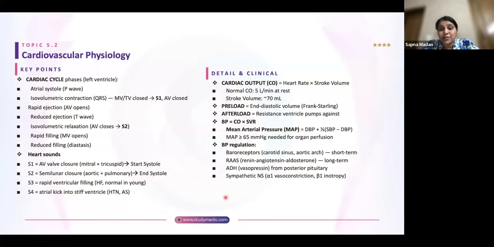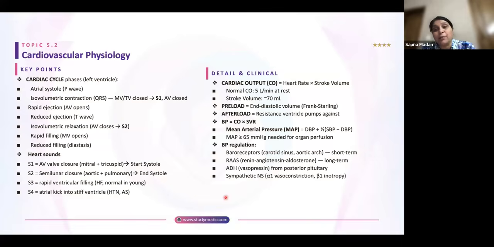So how do the baroreceptors act? They are short-term. They are in the carotid sinus and the aortic arch. As soon as the BP falls, they are activated, and then they will be stimulating the nervous system to cause the heart to contract more and the BP to increase. What is the RAS system? In the long term, if the BP is continuously low, then the RAS is activated. The juxtaglomerular cells will secrete renin, then angiotensin 1, angiotensin 2, and aldosterone, and then the BP will come back to normal.